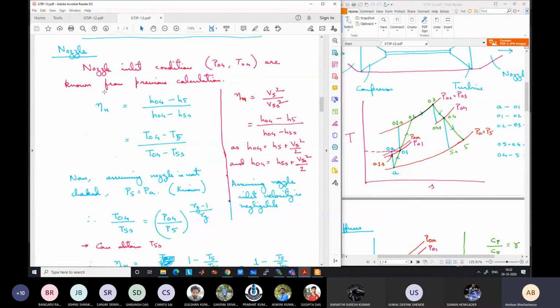Some nozzle efficiency is defined. How is nozzle efficiency defined? You have read in thermodynamics. It is equal to the change in actual enthalpy, H04 minus H5. If we assume that the nozzle inlet velocity is very small, negligible, what is the static enthalpy at the inlet of the nozzle? Stagnation enthalpy is H04. What is the static enthalpy?